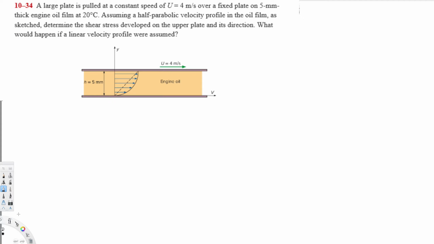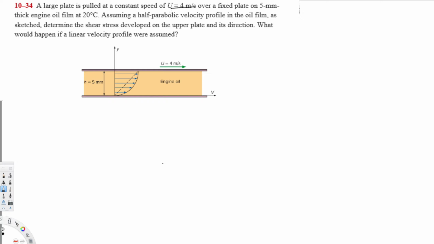The question is asking: a large plate is pulled at a constant speed of u equal to 4 meters per second over a fixed plate on a 5 millimeter thick engine oil film at 20 degrees Celsius. Assuming a half parabolic velocity profile in the oil film as sketched, determine the shear stress developed on the upper plate and its direction. What would happen if a linear velocity profile were assumed?